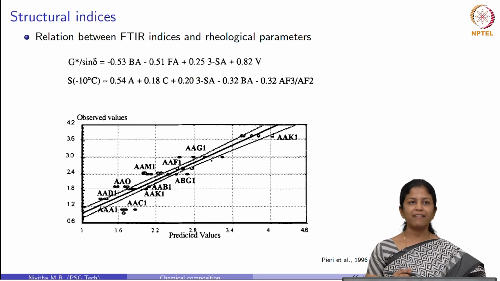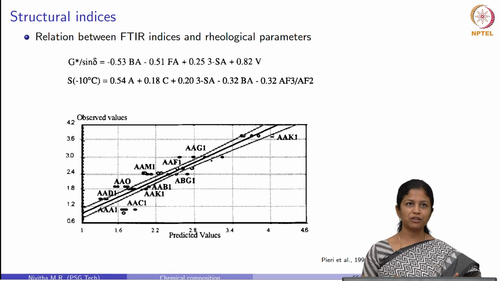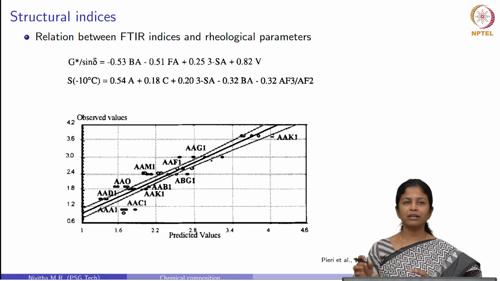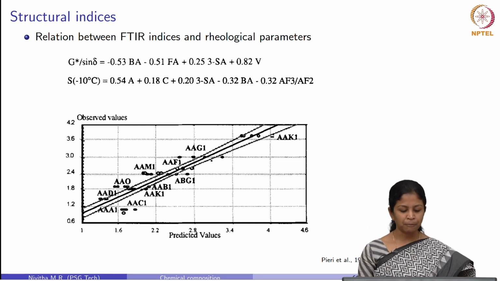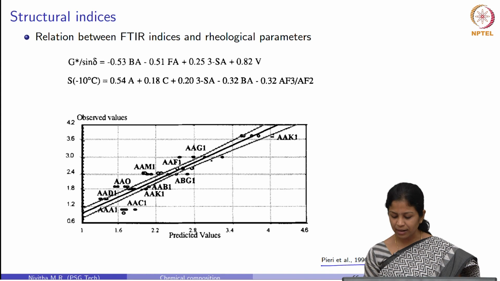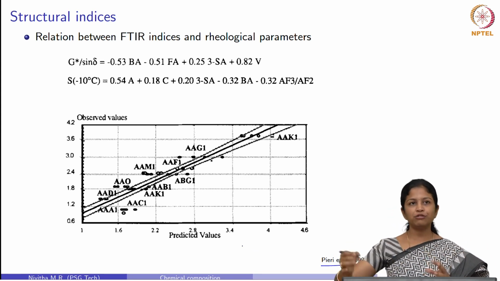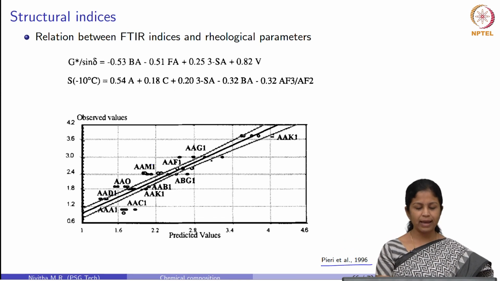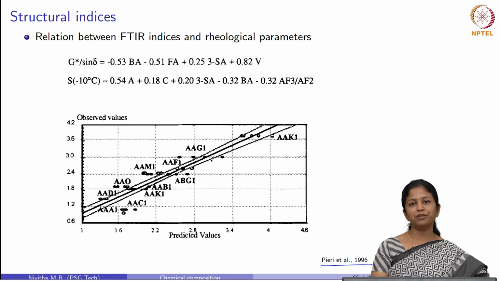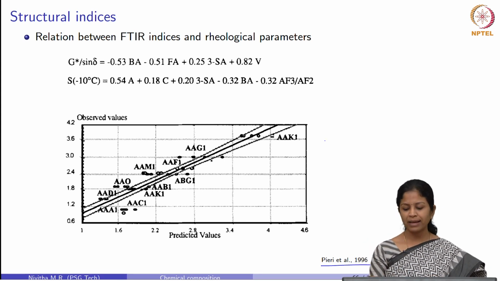Next we will move on to another attempt where they tried to correlate the performance grade properties of bitumen to its elemental composition and the functionalities that are present in bitumen. This was the study conducted by Pieri et al. There they had taken bitumen from different sources. We can see AAD1, AAO, AAM1, so these are bitumen from different sources classified under these names by SHRP.